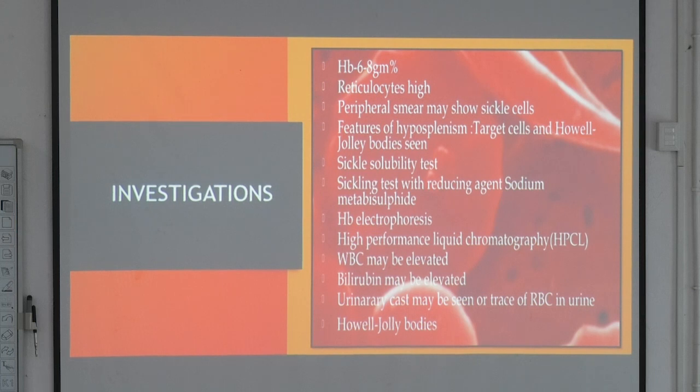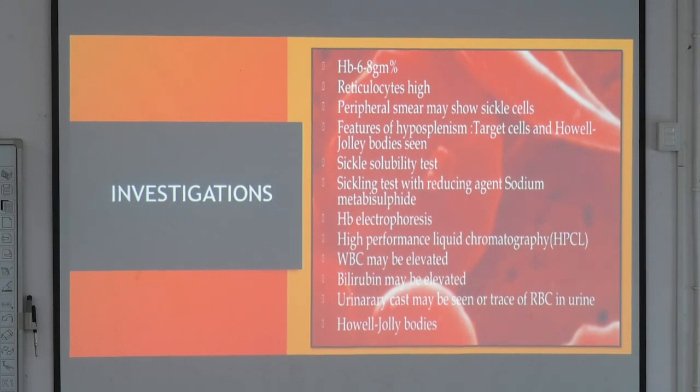Investigations: what investigations do you need to carry out for a patient of hemoglobin S or sickle cell anemia? Hemoglobin may be low, 6 to 8 gram percent, reticulocytes high due to increased destruction of the RBC, increased turnover of the bone marrow red cell precursors. Peripheral smear shows sickle cells, features of hyposplenism, target cells, Howell-Jolly bodies, which a few group A students or group B students saw earlier. These are all features of hemolysis.